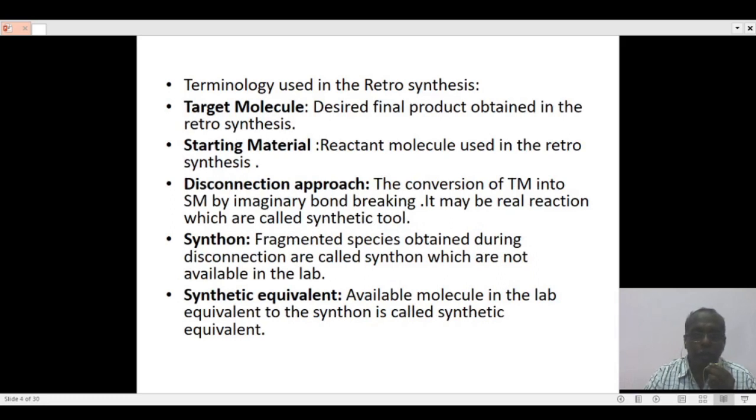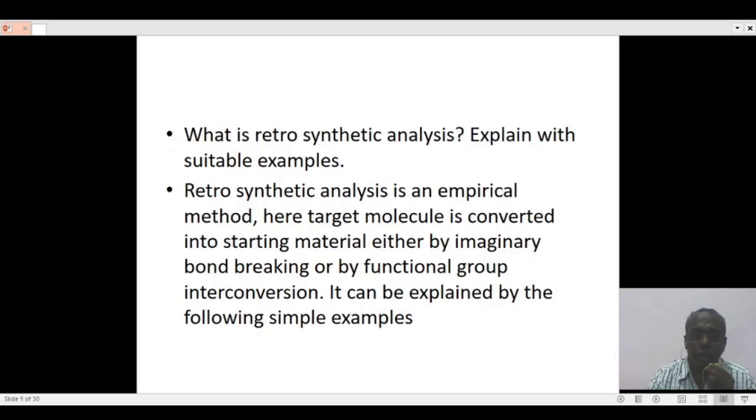The desired final product obtained in the retrosynthesis is called the target molecule. The reactant molecule used in the retrosynthesis is called the starting material. The conversion of target molecule into starting material by imaginary bond breaking is called the disconnection approach. It may be a real reaction. Those reactions are called a synthetic tool. The fragmented species obtained during disconnection are called synthons, which are not available in the lab. The available molecule in the lab equivalent to the synthon is called a synthetic equivalent.